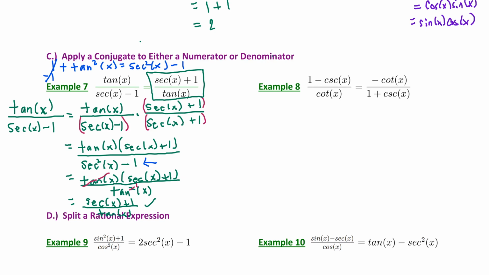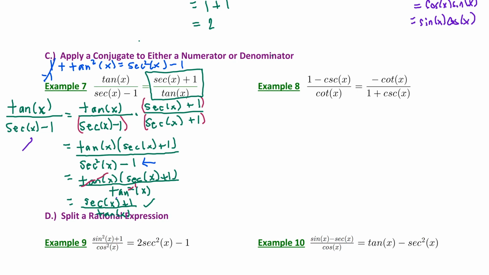In example 7, we used the conjugate of the denominator to transform the left side into the right side, but in example 8, we'll apply the conjugate of the numerator. This way you know that you have the option to do it either way, whatever is most convenient for the particular identity. So I'm going to copy down the left side exactly as it appears, no changes there. And then I'm going to do all of my operations over here on the right column of the proof to show that I can eventually transform it into the right side.